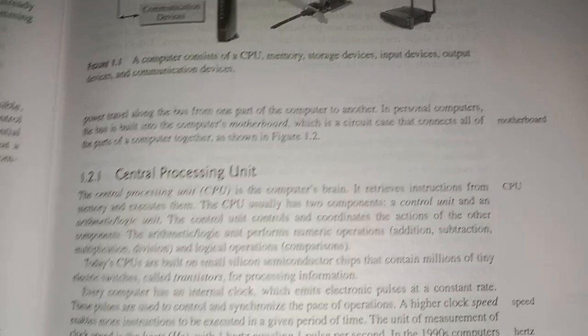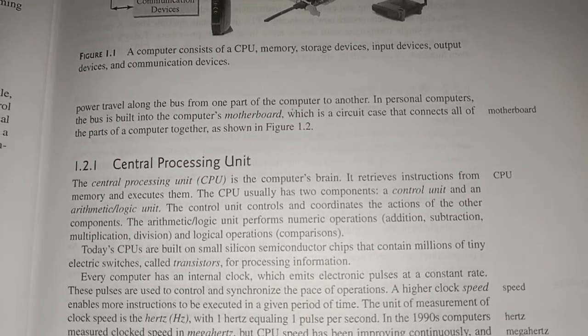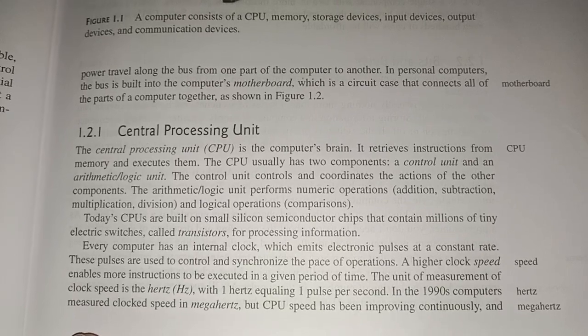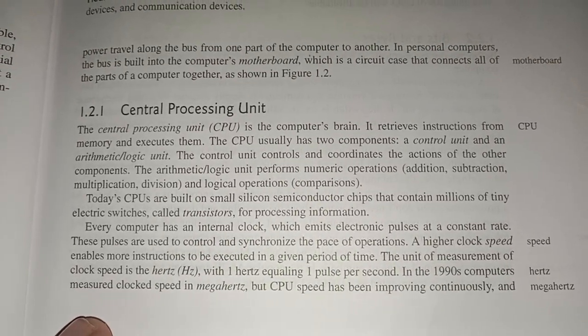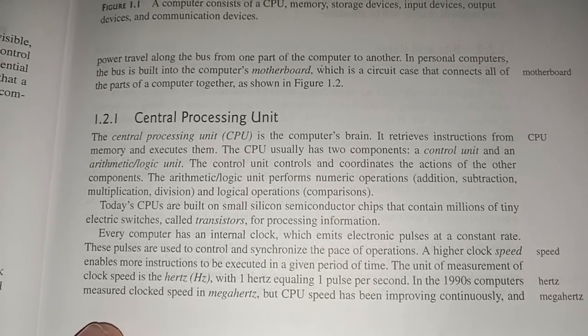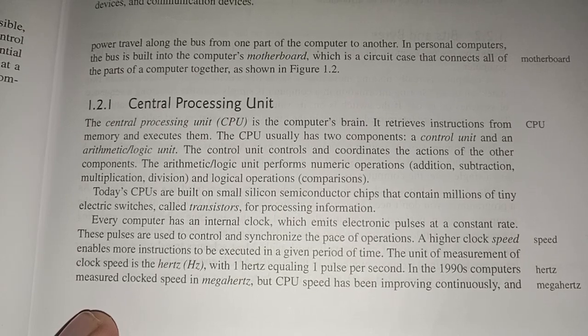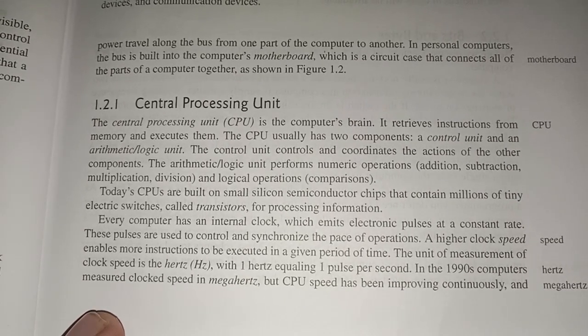Central processing unit. The central processing unit is the computer's brain. It retrieves instructions from memory and executes them. The CPU usually has two components, a control unit and an arithmetic and logic unit.